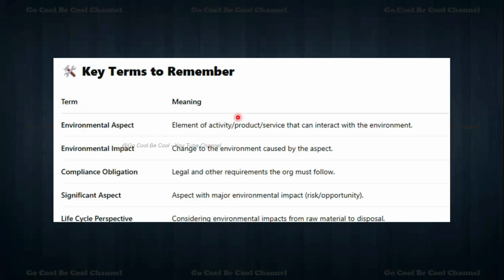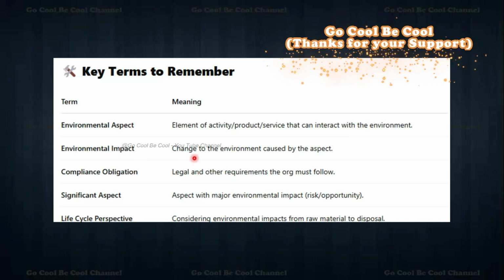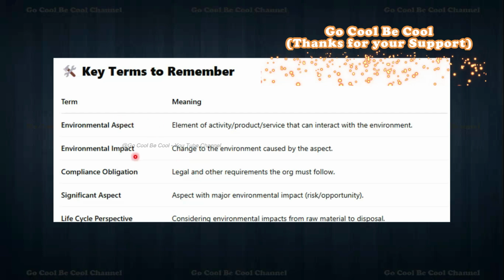So, key terms to remember. What are all the key terms to remember? Environmental aspect, environmental impact, compliance obligations, significant aspect, and life cycle perspective. Environmental aspect: what does it mean? Elements of activities, products, services that can interact with the environment. So that is interactions. Impact: what does it talk about? Changes to the environment caused by the aspects. So by the aspect it is changing, damaging and everything.